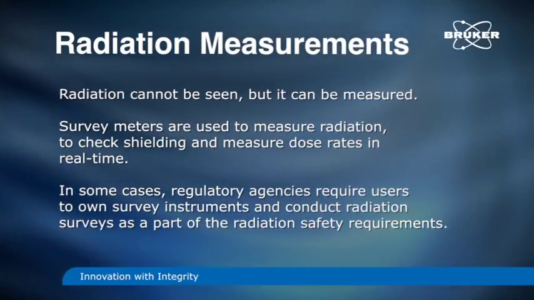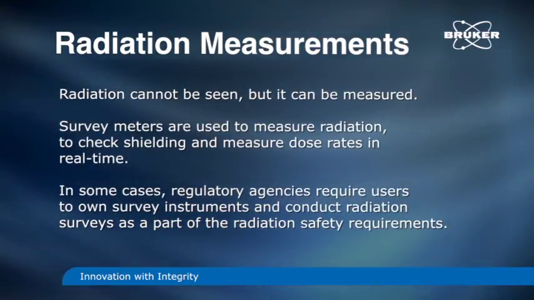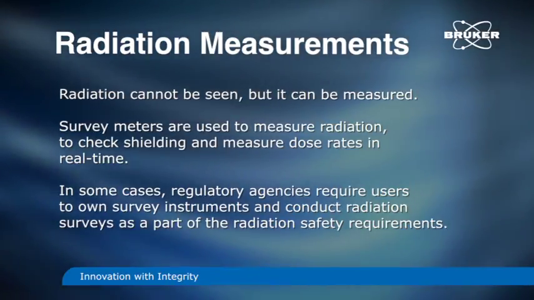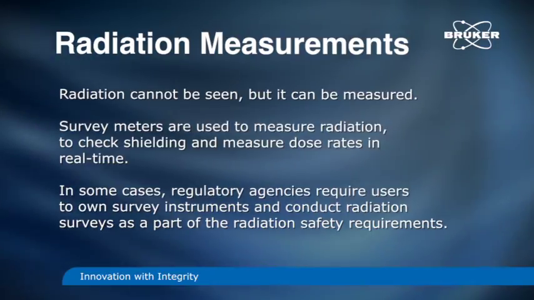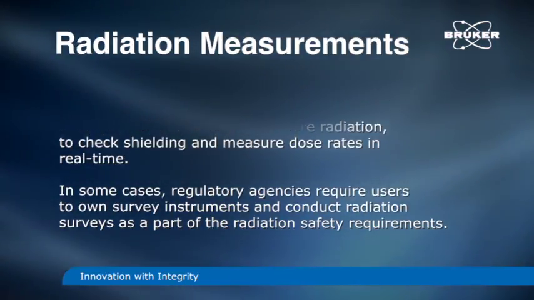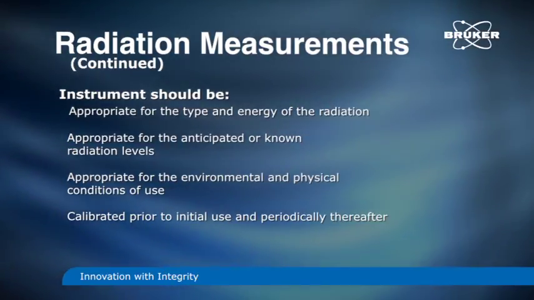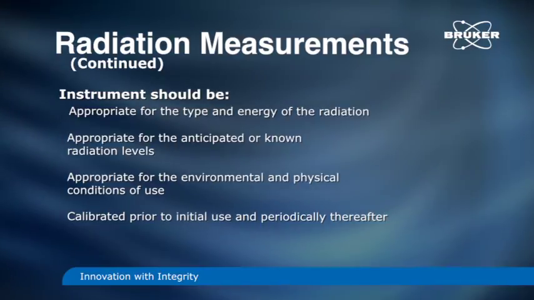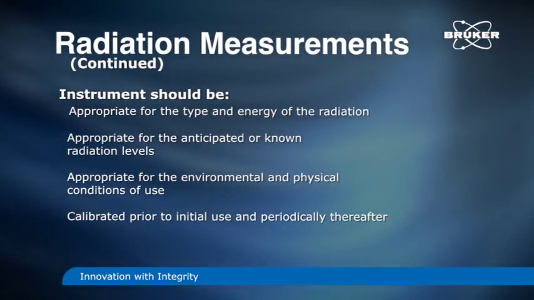Survey meters are used to detect radiation, check shielding, and measure dose rate in real time. In some cases, regulatory agencies require users to own survey instruments and conduct radiation surveys as part of the radiation safety requirements. Instruments selected for the measurement and/or detection of radiation should be appropriate for the type of energy of the radiation. Survey meters used for X-rays should have the capability to detect low energies.